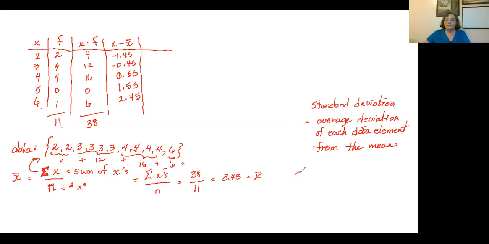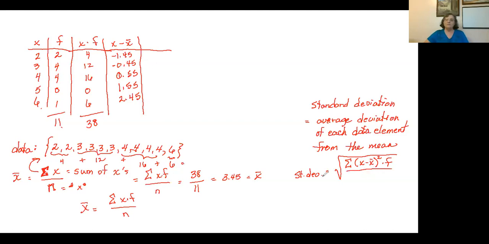So the formula for the standard deviation: keep in mind that the formula for the average is to get the sum of the x times f's divided by n. The formula for the standard deviation is to get the sum of the x minus x bars squared times f, and take the square root of that.